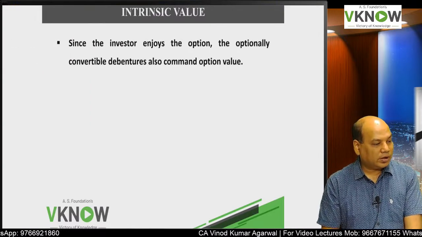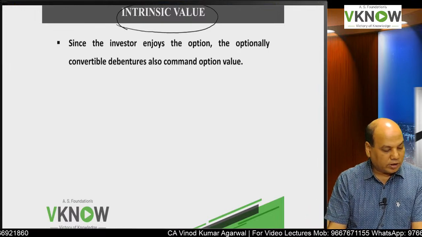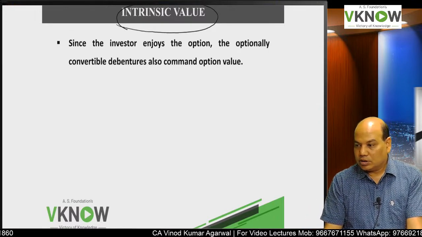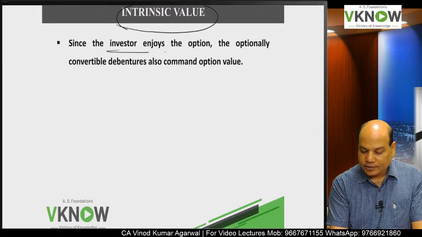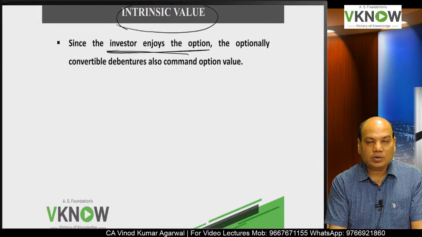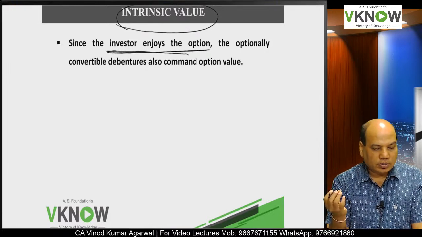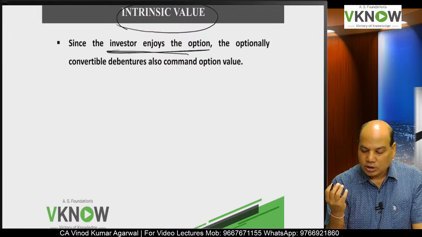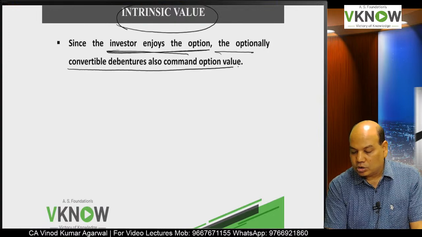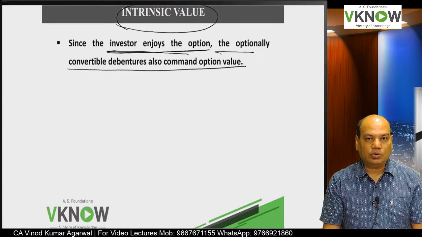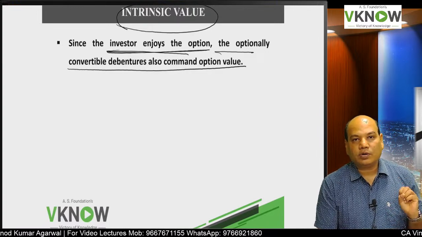Now let us see the intrinsic value of a bond in the context of this chapter, the convertible bond. Since there is an option embedded in the bond, the investor has a choice either to go for shares or to go for the cash. The optionally convertible debenture also commands option value. That means its value will be a little more than floor value.